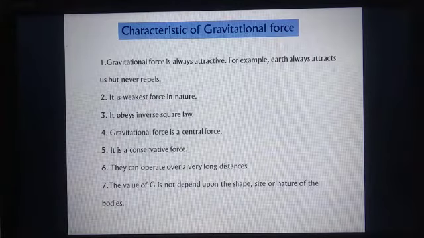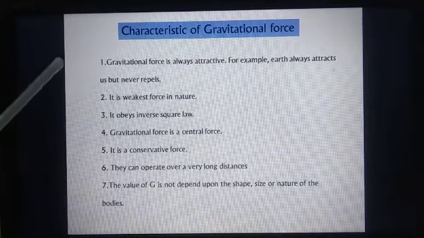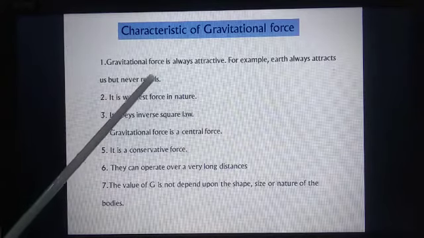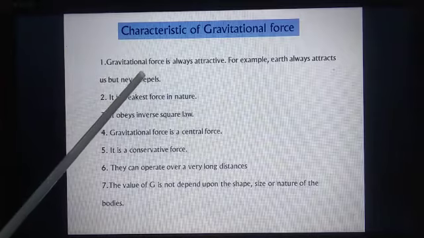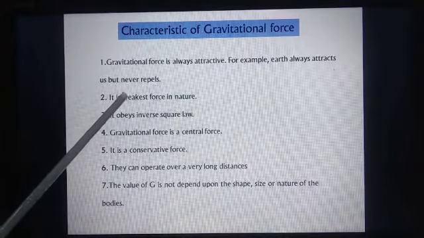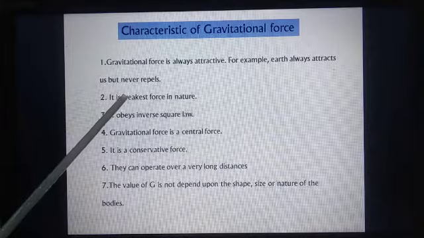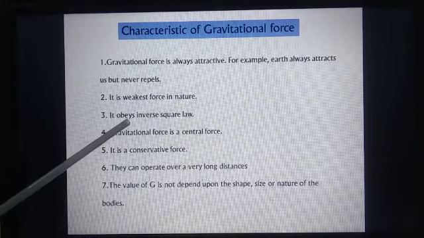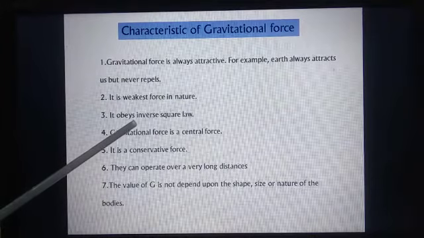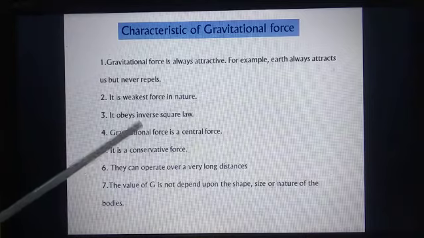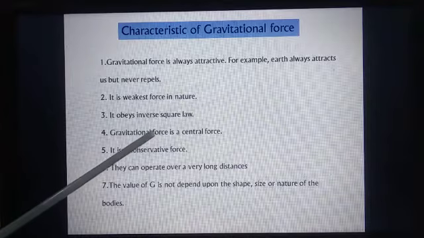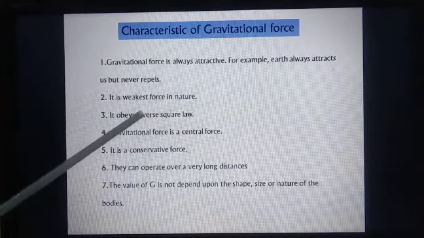Now next we see the characteristics of gravitational force. What are the basic characteristics of gravitational force? The gravitational force is always attractive in nature. We know that earth always attracts other bodies. The next point is that the gravitational force is the weakest force in nature. Next, this gravitational force obeys the inverse square law. That is, we know that the force of attraction is inversely proportional to the square of the distance between two particles or two masses.